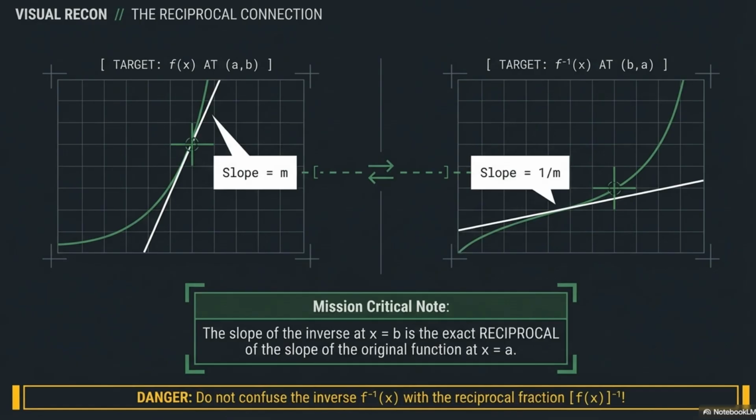If the target f of x has a slope of m at coordinate (a, b), then the inverse function at coordinate (b, a) has a slope of 1 over m. Mission critical note, the slope of the inverse is the exact reciprocal of the slope of the original function. Danger. Do not confuse the inverse notation with a reciprocal fraction.